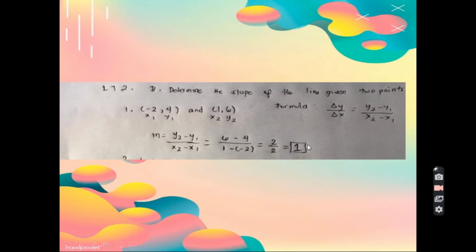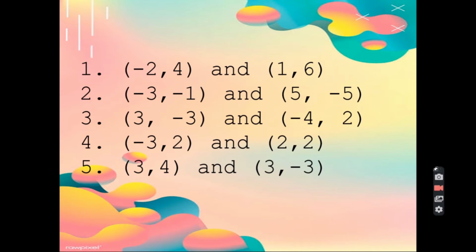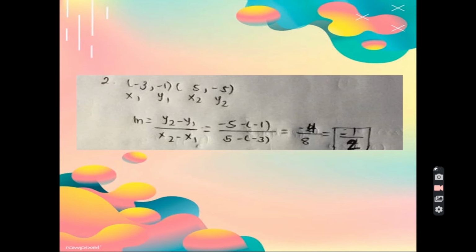So, that's it. Ganun lang class kasimple. Yun yung answer natin for number 1. Ang slope natin sa number 1 is 1. Okay, next. So, for number 2, we have negative 3, negative 1, and 5, negative 5. Yan. So, ito na class.